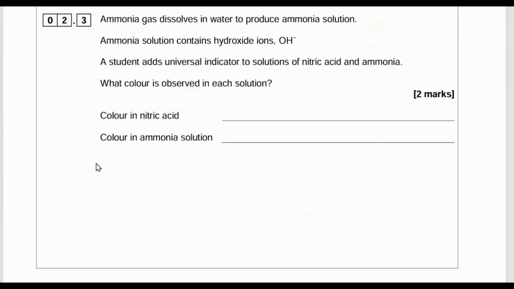2.3. I've had a lot of coffee today, so I'm a little bit hyped. 2.3. Ammonia gas dissolves in water to produce ammonia solution. Ammonia solution contains hydroxide ions. A student adds universal indicator to solutions of nitric acid and ammonia. What's observed in each solution?